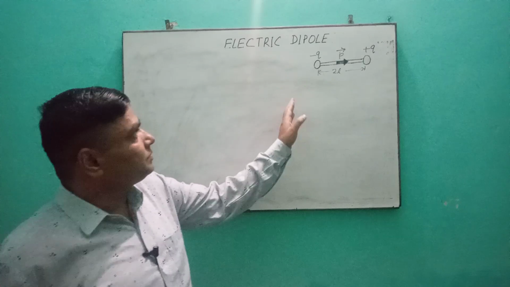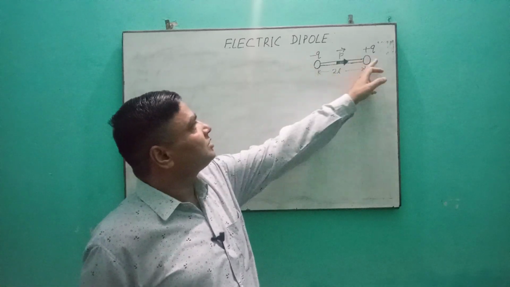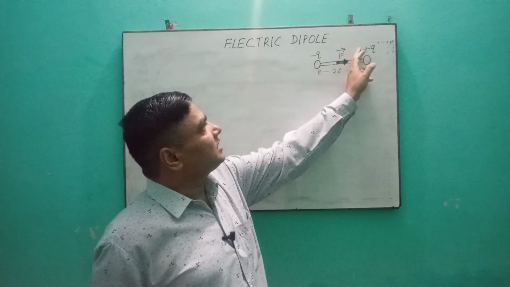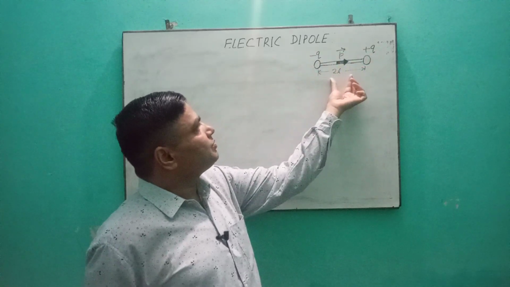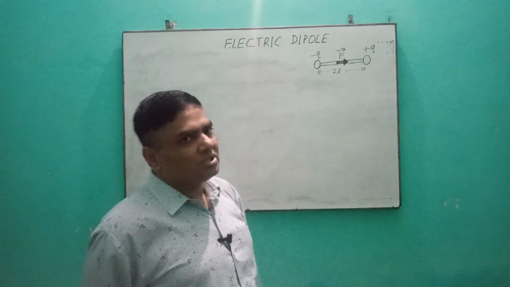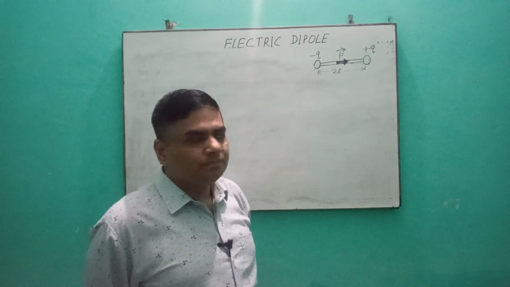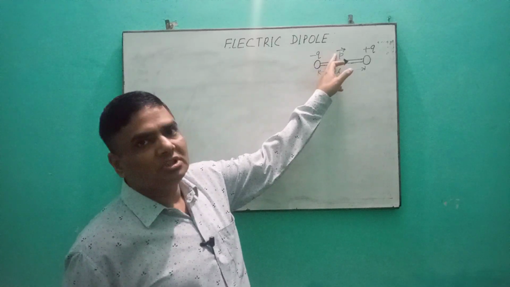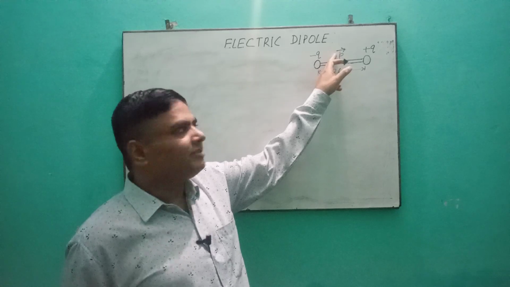Let us see in this diagram. These are two charges of equal amount but of opposite signs, and the distance between them is very small, that is 2l. Then this system is known as an electric dipole. And another quantity defined in this relation is vector p, that is known as the electric dipole moment vector.